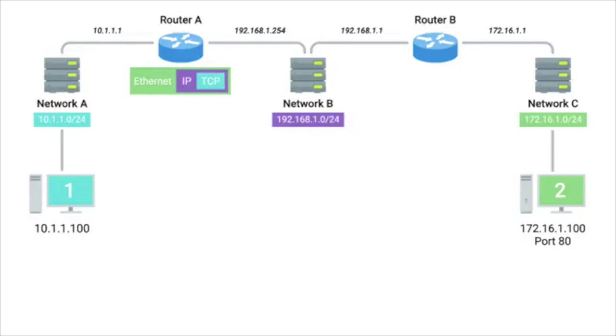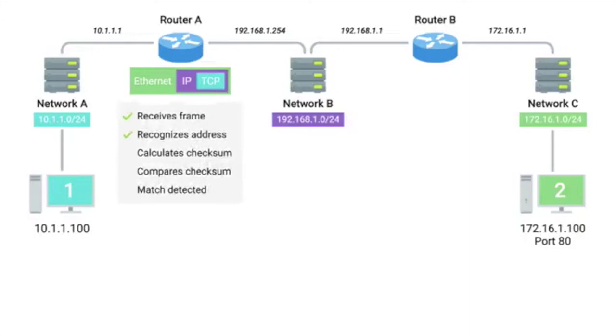At the other end of this link is router A, which receives the frame and recognizes its own hardware address as the destination. Router A knows that this frame is intended for itself, so it now takes the entirety of the frame and calculates a checksum against it. Router A compares this checksum with the one in the Ethernet frame header and sees that they match, meaning all of the data has made it in one piece.